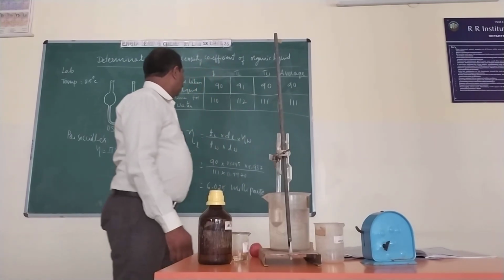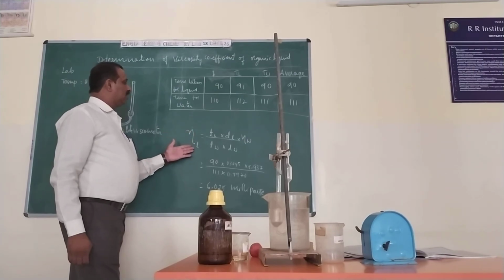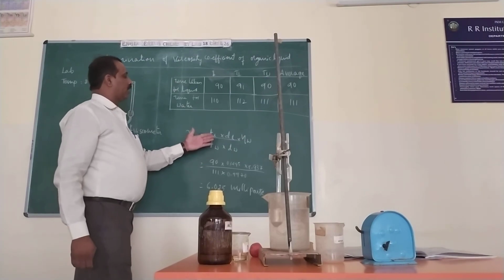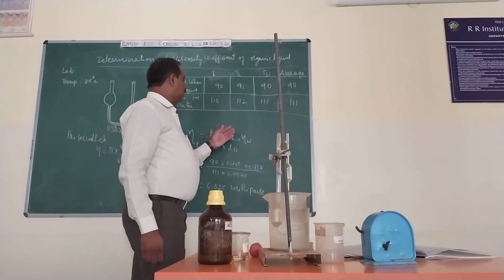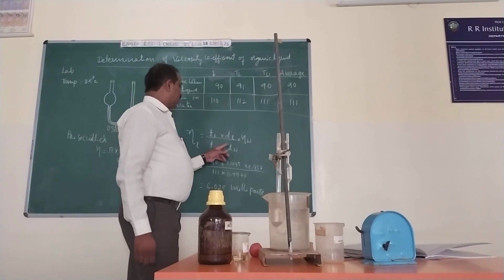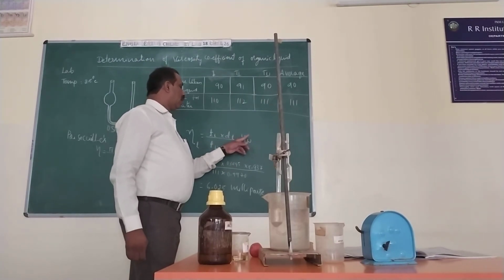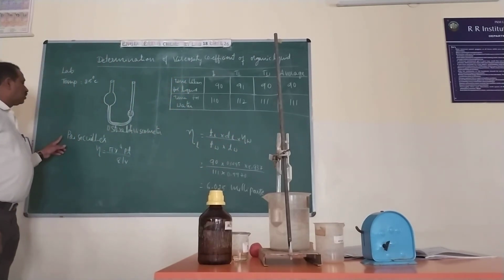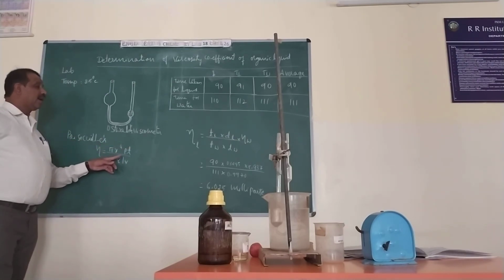Then we use the viscosity coefficient formula: the viscosity coefficient of the liquid is equal to the time taken by the liquid divided by the time taken by water, multiplied by the density of the liquid, which means mass by volume, divided by the density of water, multiplied by the viscosity coefficient of water. How do you find the viscosity coefficient of water? Using the Poiseuille formula, πr⁴Pt divided by 8L.